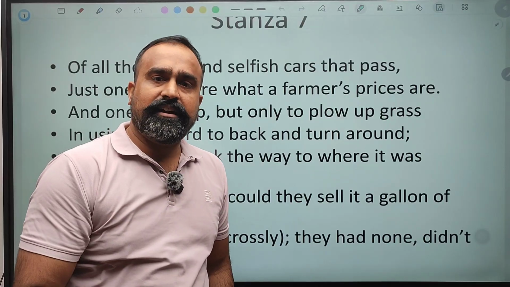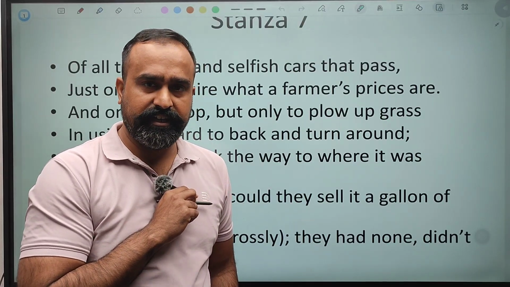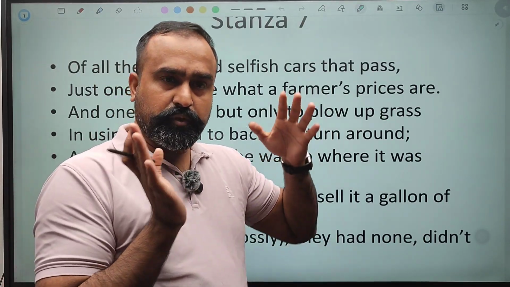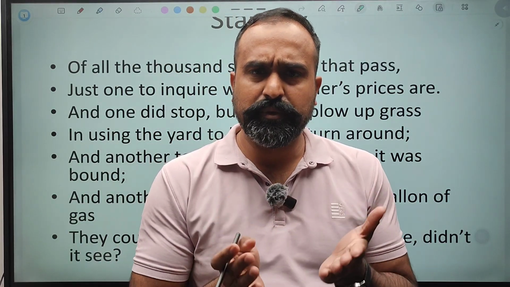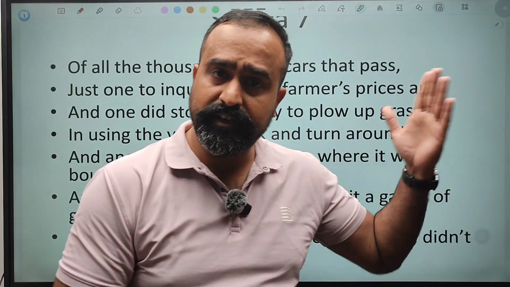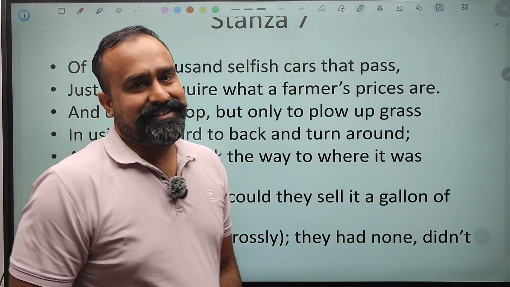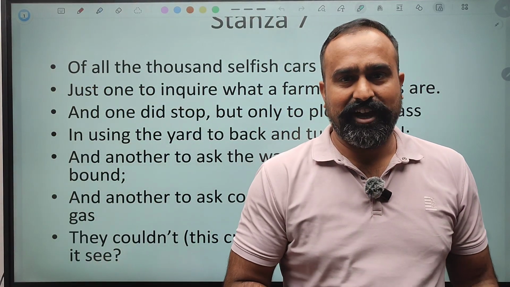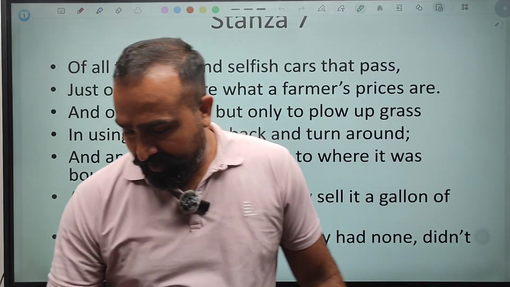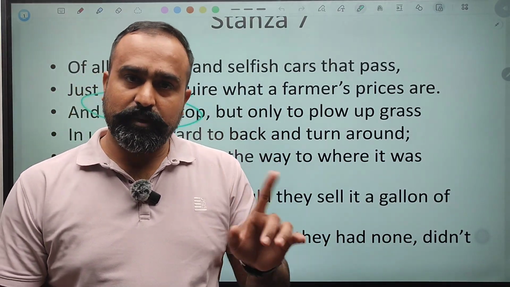The people sitting in the car are selfish, so transferred epithet. ठीक है? तो ये चाहते हैं कि out of those 1,000 cars which are passing by, at least few can stop, at least few can help, if not everyone. Just want to inquire what the farmers' prices are. They want someone to inquire about the prices of their produce. And one did stop. कुछ cars stop होती हैं.